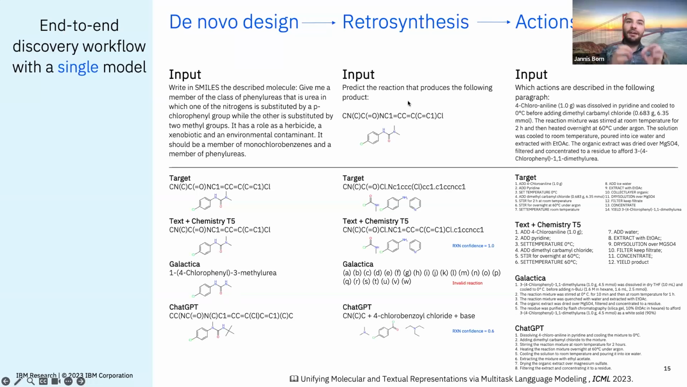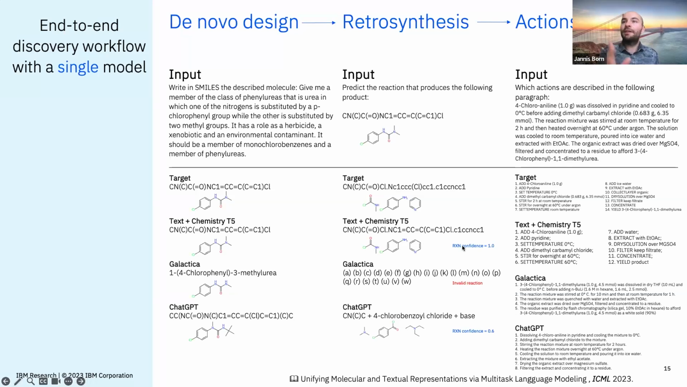Then the second task is, once you have solved the design problem, you want to know how to make the molecule. So the second step in the workflow is reaction prediction or retrosynthesis. And here we really see that Galactica was producing a lot of garbage, whereas ChatGPT produced a reaction that was almost correct. I mean, in principle correct, just probably resulting in a very low yield. Whereas our model gave the right reaction.